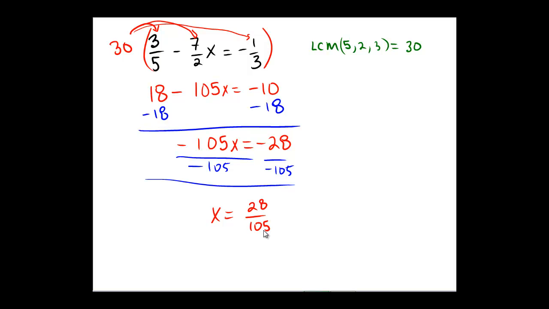28 over 105. Wait a second, I think 7 goes into that, doesn't it? Divide by 7. Yeah, divide by 7. 28 divided by 7 is 4, and 105 divided by 7 is 15. So the reduced answer would be 4 over 15.